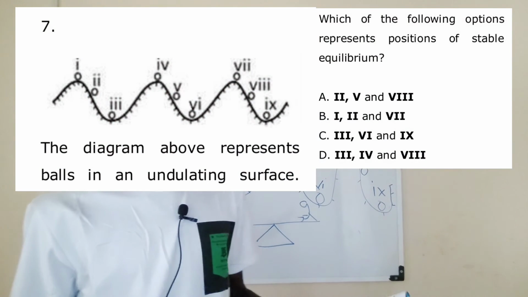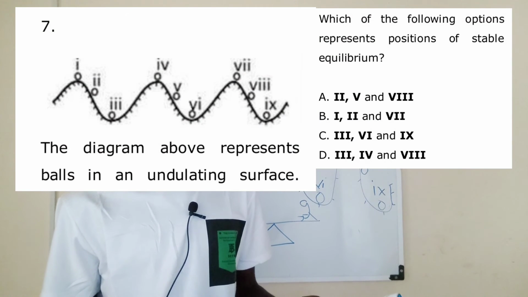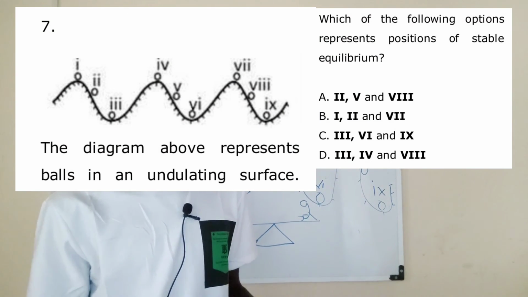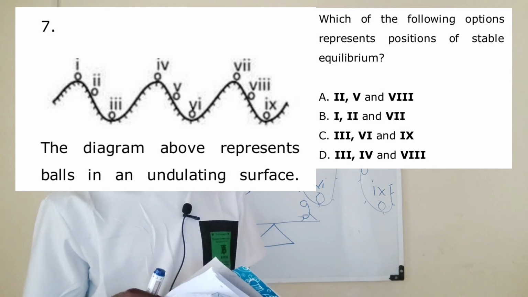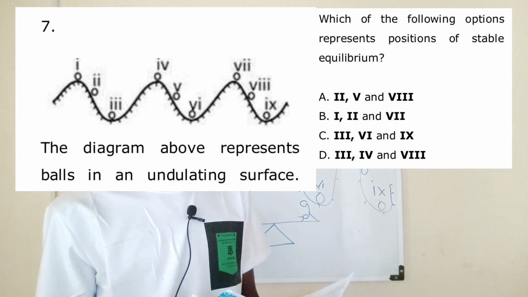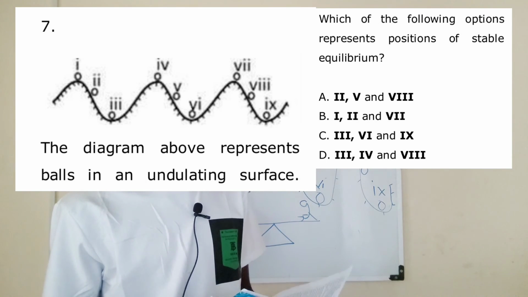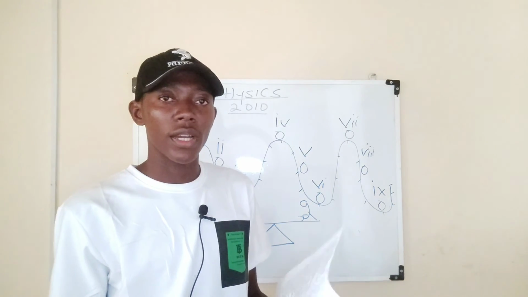Okay, now question number 7. Question number 7 states, the diagram above represents balls on an undulating surface. Which of the following options represent positions of stable equilibrium? A says II, V and VII. B says II, V and VII. C says III, VI and IX. D says III, IV and VIII.